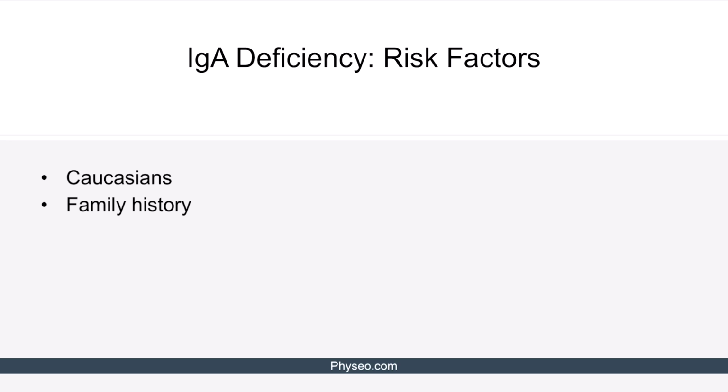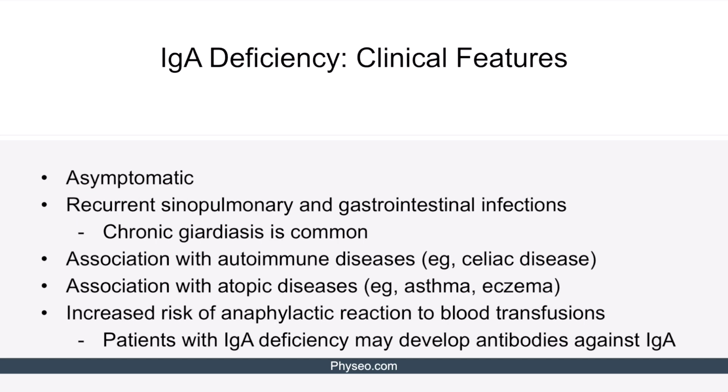When it comes to the risk factors, selective IgA deficiency is more common in Caucasians and presents with a family history of selective IgA deficiency. Fortunately, most patients with selective IgA deficiency are largely asymptomatic, and they may even go their whole life not knowing they were deficient in IgA. That being said, potential clinical features of IgA deficiency include recurrent sinopulmonary and gastrointestinal infections, especially chronic giardiasis.